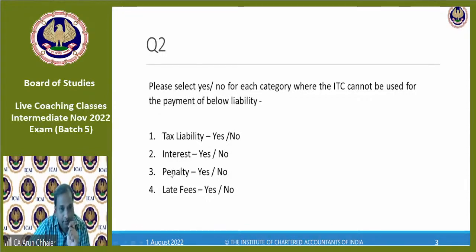Answer is yes. What about can we pay the ITC for interest for payment or for late fees? No. Absolutely correct. ITC can be used only for the tax liability.